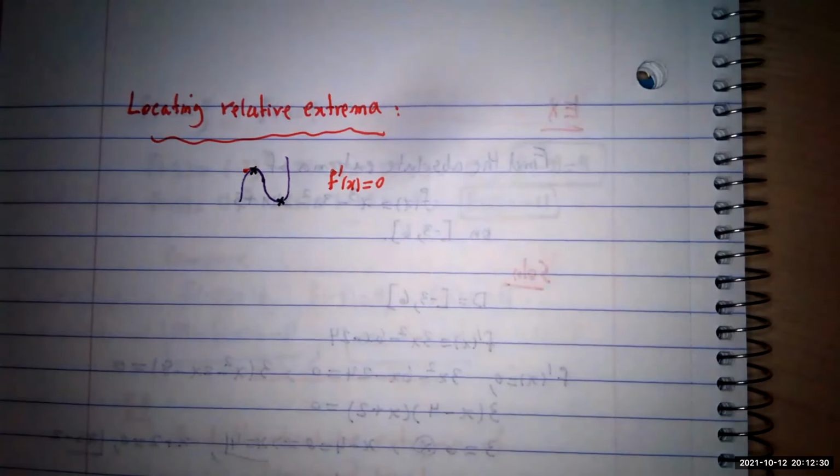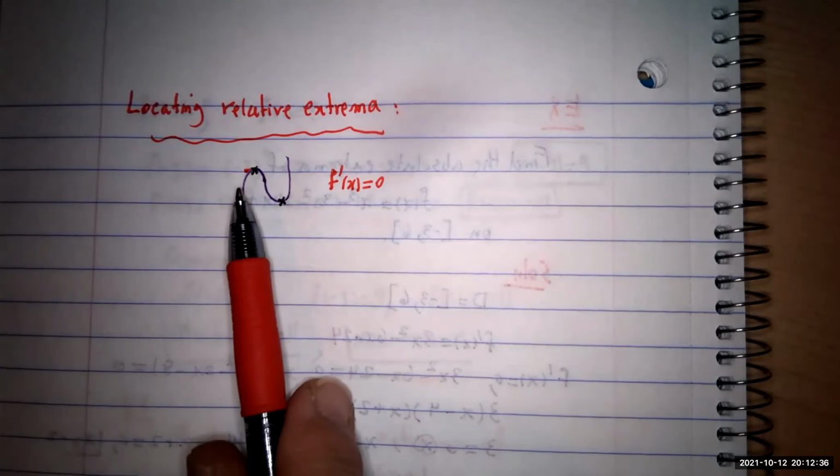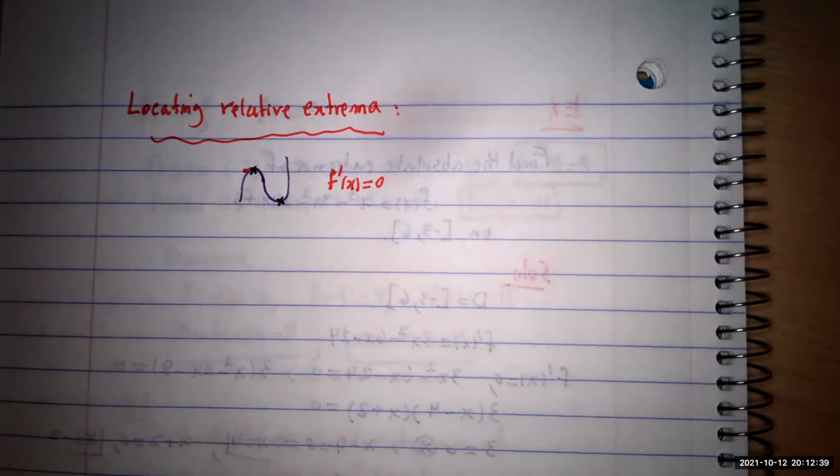Okay, so you are done with the first step. The next step is going to be how we're going to determine which one is the maximum, which one is the minimum. This is calculus. Okay, everything must be connected to the problem of a tangent line.